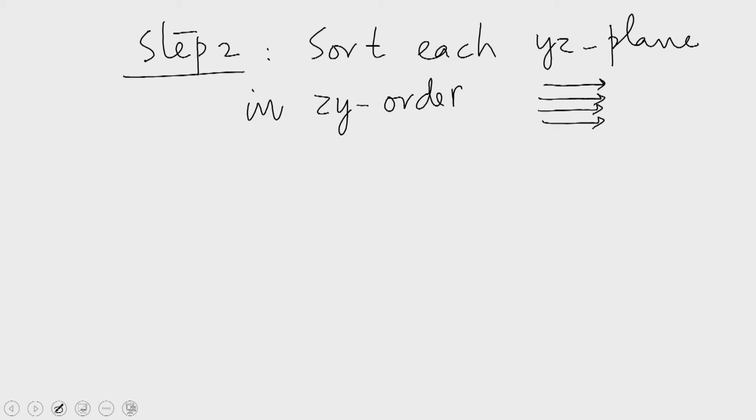If you manage to sort them in snake-like fashion, then we can switch the order of every alternate row in order of n power 1 by 3 time. Therefore, the time taken for this first step as well as this step is order of n power 1 by 3. So, we have now sorted every yz plane in zy order. So, when you look at a yz plane, what we find is that it is sorted in this fashion.